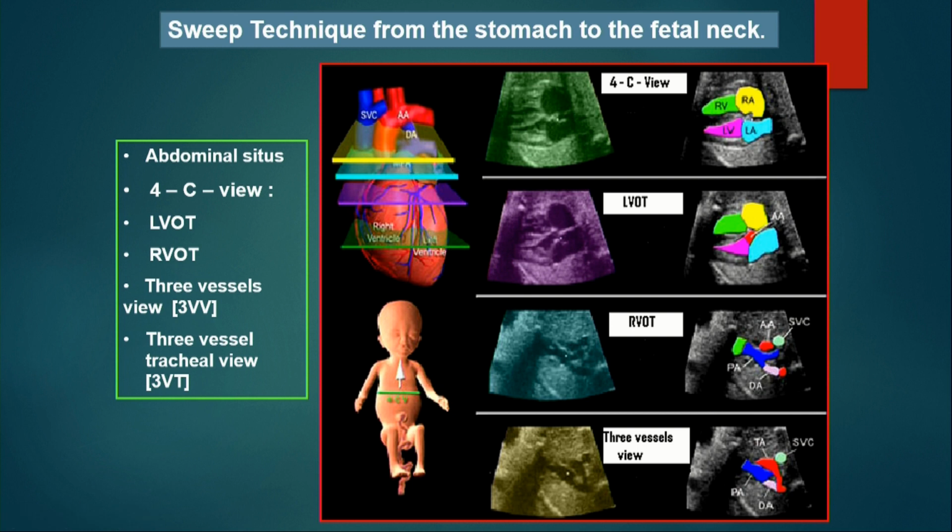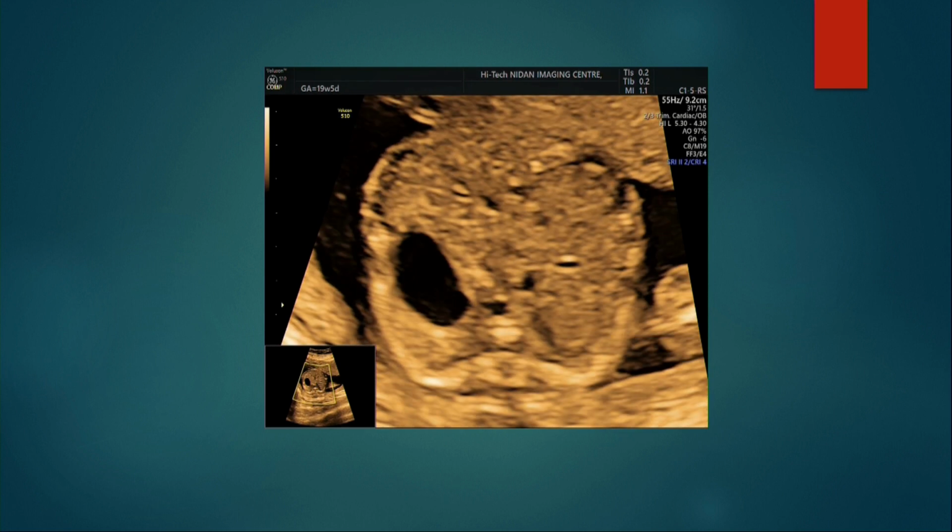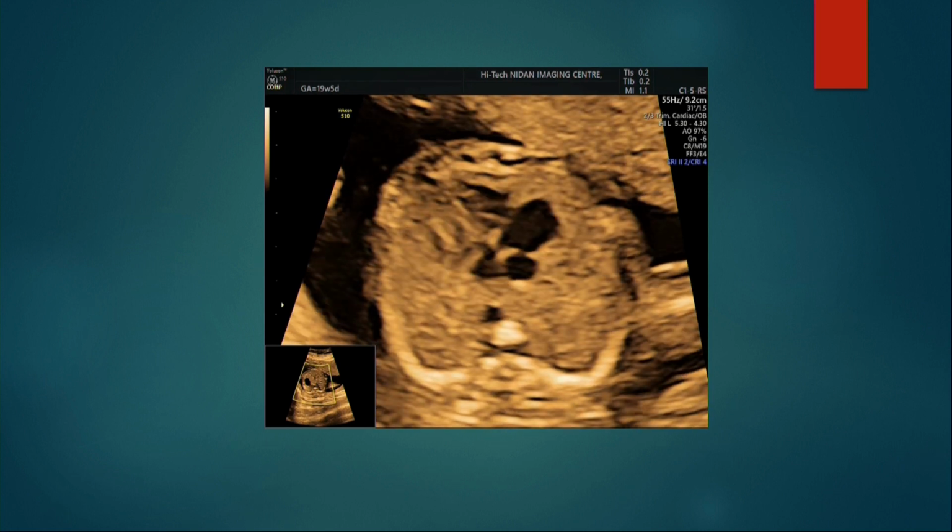This is a sweep technique. This is a sweep from the fetal stomach to the fetal neck. Take the transverse section of the fetal abdomen and fix the probe over the transverse section. Then angulate towards the fetal head, you will get a 4-chamber view. Then again angulation towards the fetal head and a slight tilt towards the fetal shoulder, you will get LVOT. Then again angulation and slight tilt to the fetal left shoulder, you will get RVOT. Then 3-vessel view and 3-vessel tracheal view. Collectively, this is a sweep from stomach to 4-chamber.